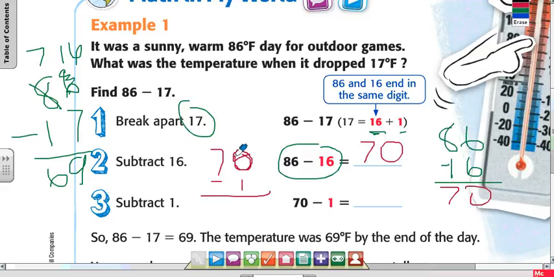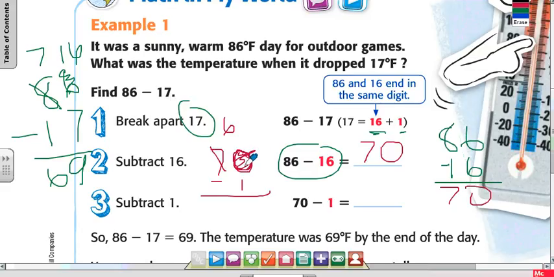That's a 0, by the way. So 0 minus 1, can I do that? No. So what do I need to do? Borrow from the tens place, which is a 7. So if I borrow 1 from 7, I get 6. And then the one that I borrowed goes next door to the right.